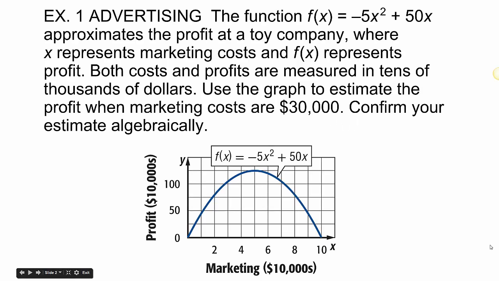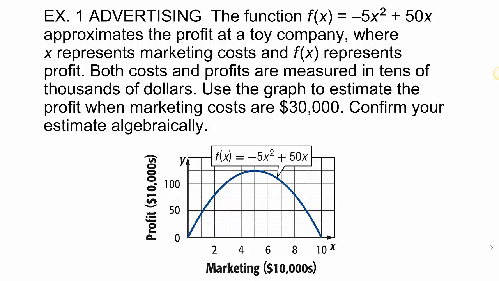So I have an advertising example that gives us a function f of x equals negative 5x squared plus 50x that approximates the profit of a toy company, where x represents marketing costs and f of x represents the profit. Both cost and profit are measured in tens of thousands of dollars. We're going to use the graph to estimate the profit when marketing costs are $30,000.